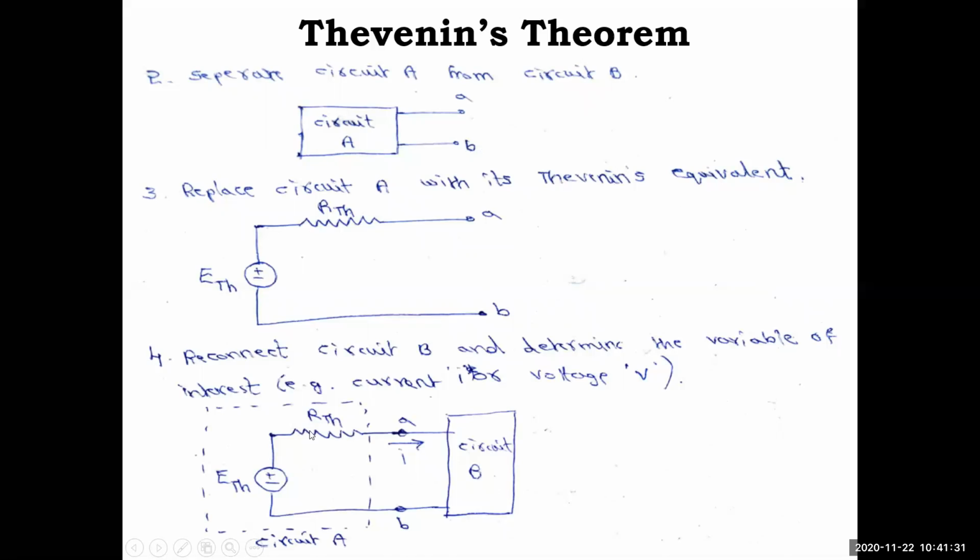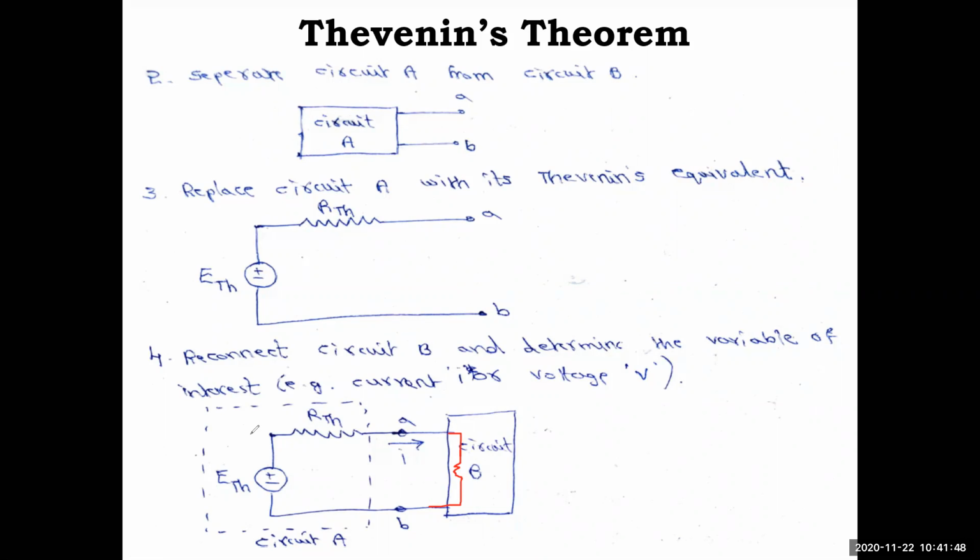So this was their ETH, RTH. For that we have connected the load here, right? Circuit B means normally it is a load or a combination of any elements. So now if you apply the KVL here, you'll get the voltage you require or current you require easily. So this is the normal step.